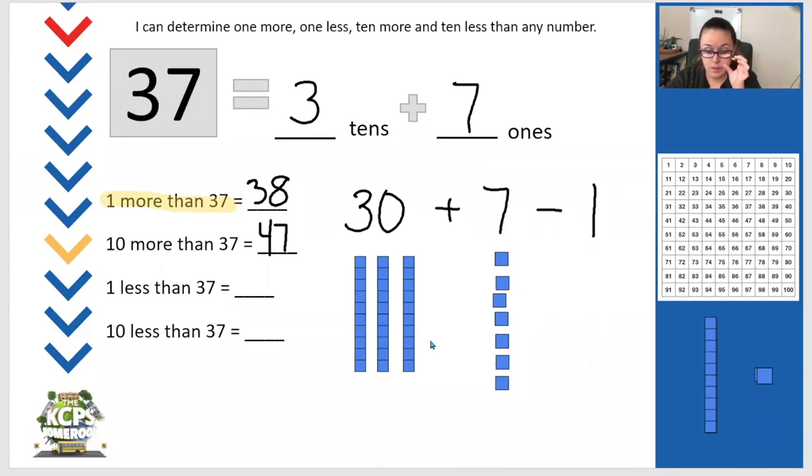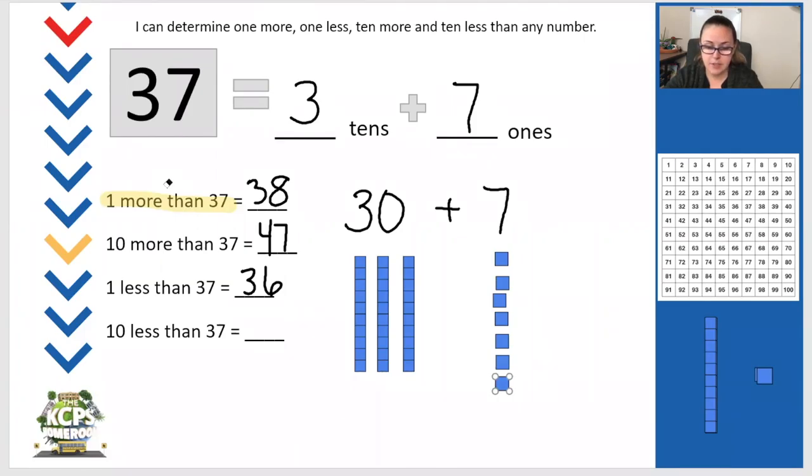That means down here with the unit squares, I'm going to take 1. I'm just going to put it off to the side. That way I know I've taken it away. We started with 37, and if you take 1 more away, that gets us how many? Good job. That gets us 36. And last but not least, let's put this block back so that we get 37. Let's erase the minus 1.